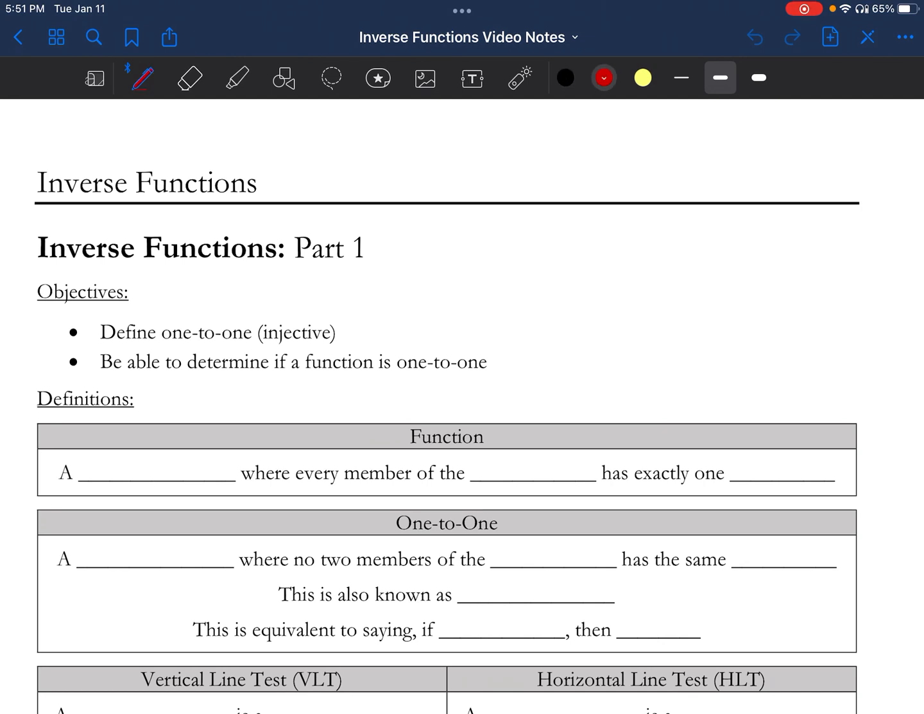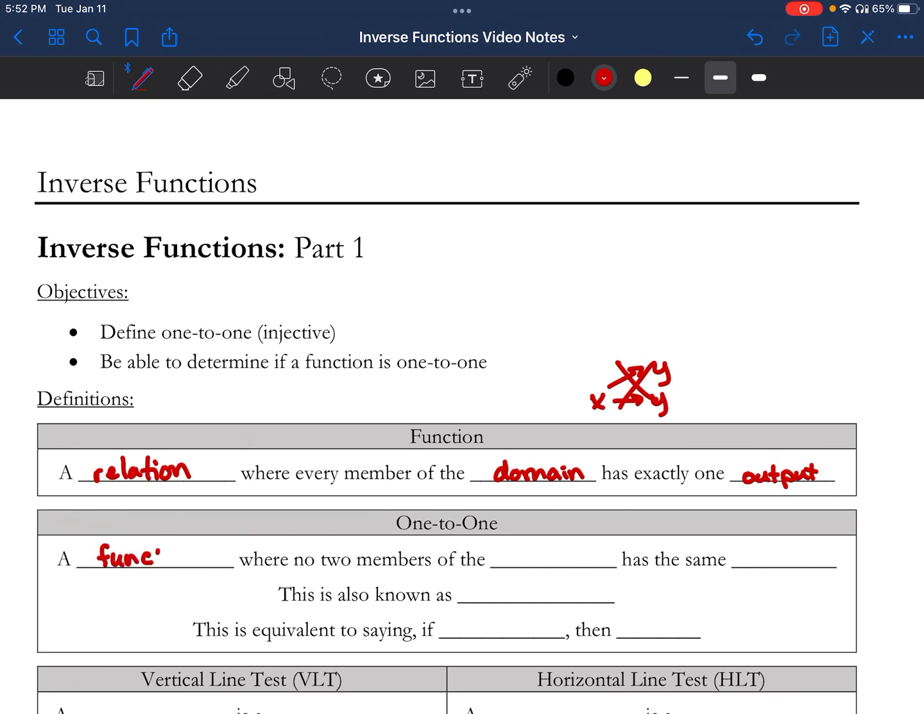So first off, let's review what a function is. It's a relation where every member of the domain has exactly one output. So what we mean is that every x value is only going to go to one y value. We don't want it to go to two different y values. That's a no-no.